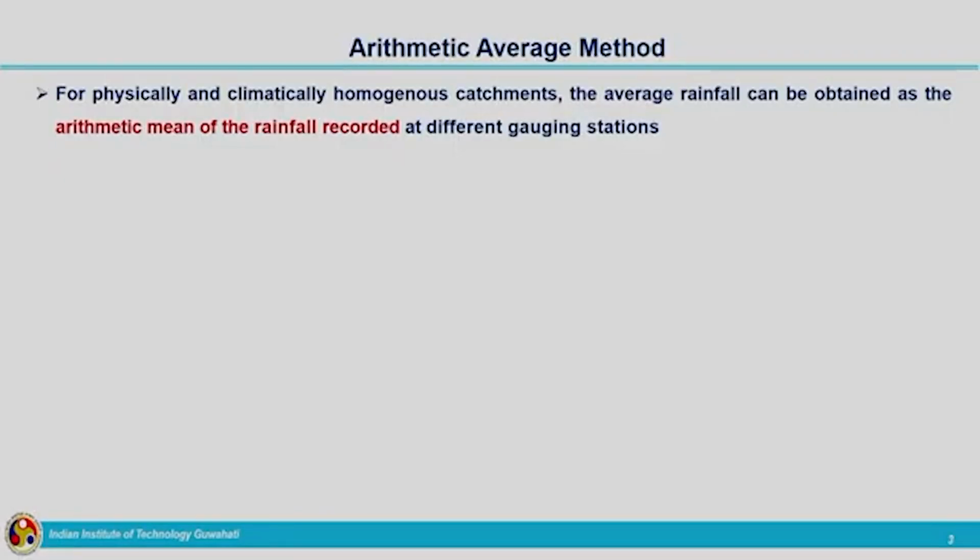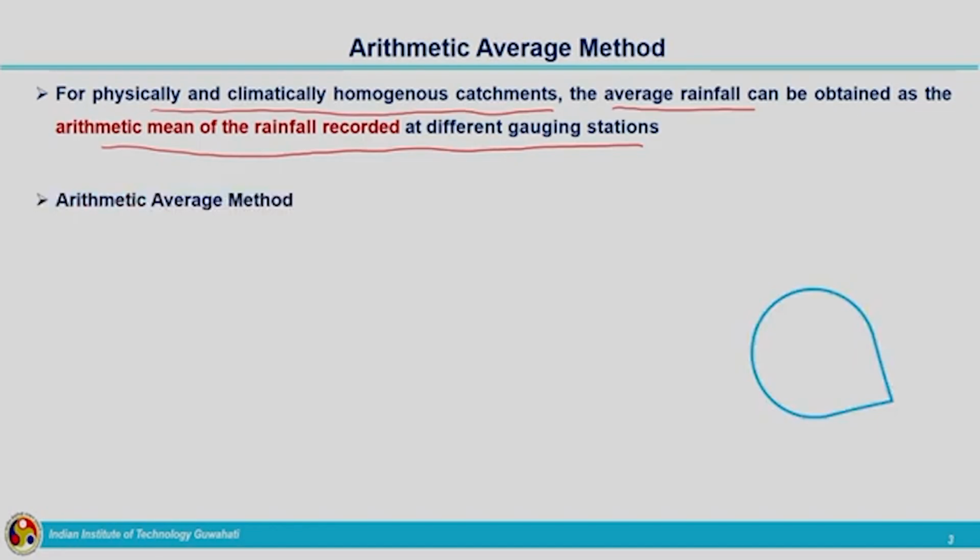First one is the arithmetic average method. This gives fairly good results in the case of physically and climatically homogeneous catchments. So, we will be calculating the average rainfall by using the arithmetic mean of the rainfall recorded at different gauging stations. It is a simple arithmetic average. We have an area, within that area we have n number of rain gauges, and we are just finding the average of the rainfall data recorded at these rain gauges.